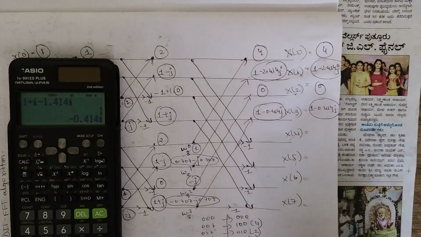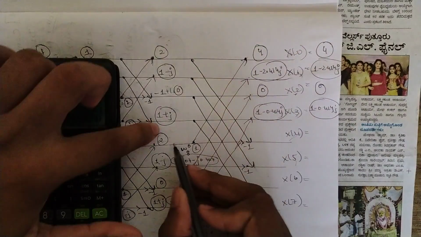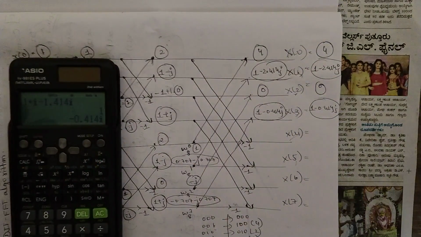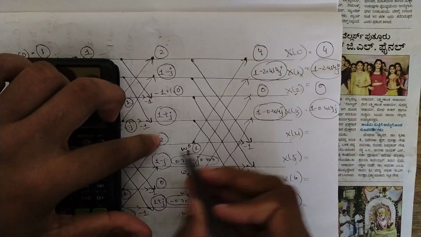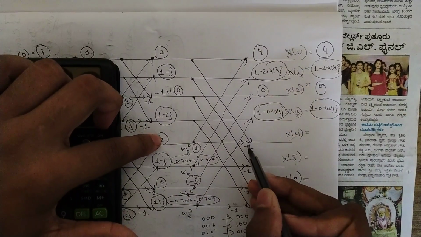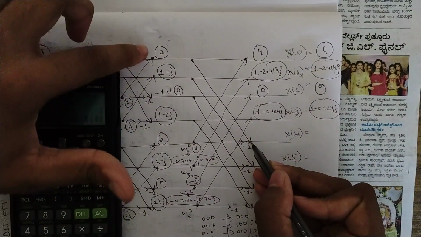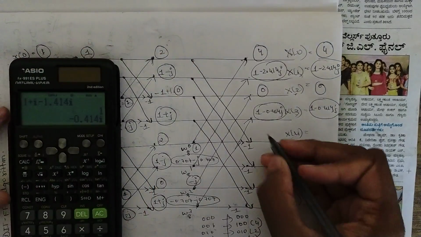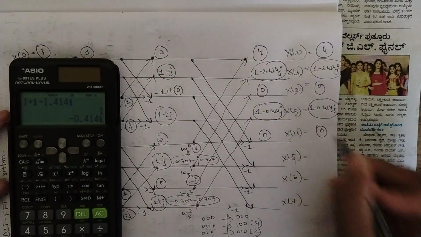Okay. Similarly for these four values, that is here we have 2 into 1 into minus 1, that is minus 2. Along with that, this 2 here, so minus 2 plus 2 is 0. Okay.